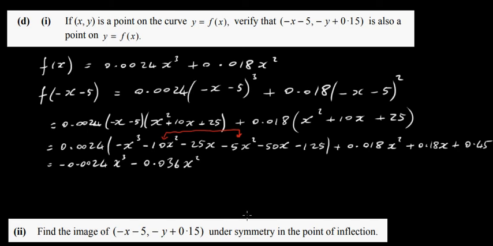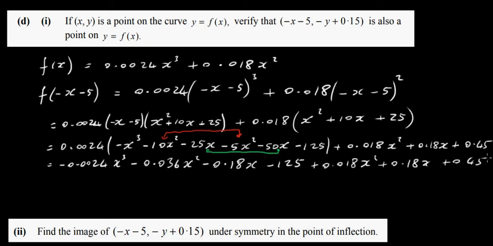0.036x squared. Now also here, if you notice the x's, there's an x here and there's an x here, so I'm going to put these two together. I'm going to multiply those two by 0.0024. That will give me minus 25x minus 50x, that's minus 75x. Multiply that by 0.0024 and you get minus 0.18x. And then finally here we got minus 125. Then we've got all of this over here, 0.018x squared plus 0.18x plus 0.45.